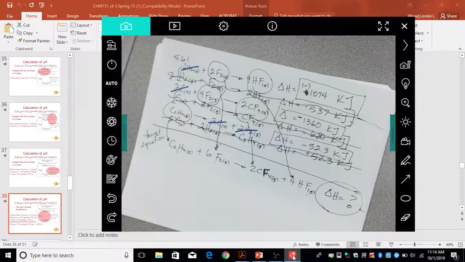So is this an endothermic or exothermic reaction? Since they're all negative, and when you add them up, it's going to be negative. That means it's exo. Exo. Do we add them all together? Yes, you add them all together.